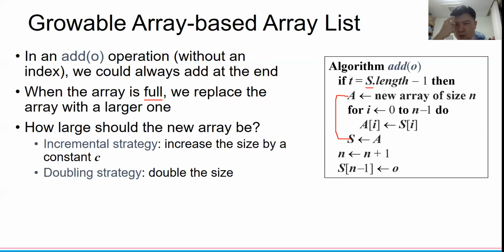So what is the increment strategy? We just increase the size by a constant. You can increase the size by 1, or by 2, or by 5. The constant c is not fixed, so you need to determine it, or maybe we can just add 1 every time. Or there is another strategy, which is the doubling strategy.